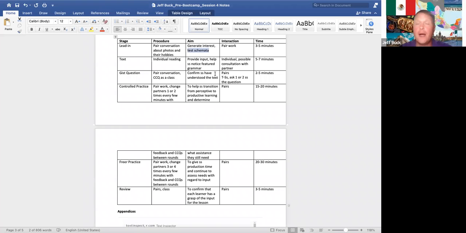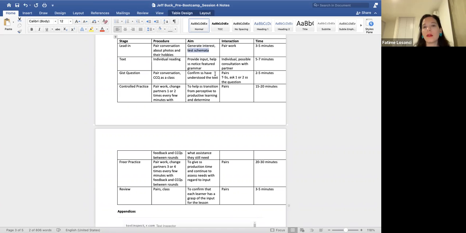Okay. Yeah. Well, I was thinking I wanted to know what they already knew for my purposes. Yeah, those are two different aims, and they tend to happen in the lead-in stage. You're so right about that. So you want to generate interest, you want to activate their schemata, and for your own teaching purposes, you want to test what they already know about which items or how much of the target language they already know. Those are two different aims here. It's just important not to mix them because that's not standard.